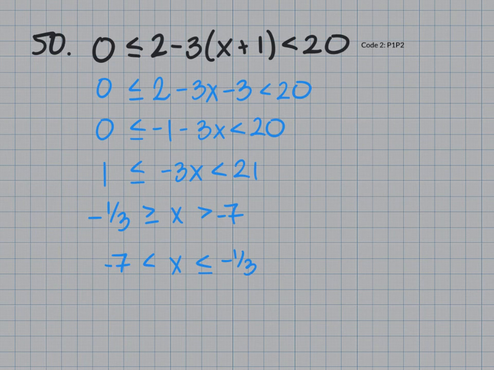So to draw this on a number line, I have negative 7, negative 1/3. It is equal to negative 1/3, but not equal to negative 7. And then draw a line in the middle.